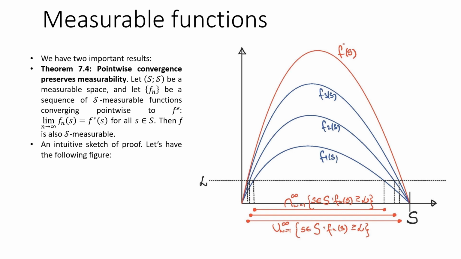We have two important results. One of them is theorem 7.4, according to which pointwise convergence preserves measurability. Simply put, if we have a measurable space and a series of measurable functions over this measurable space, and the measurable functions converge pointwise to a function, then the limit function is also measurable.